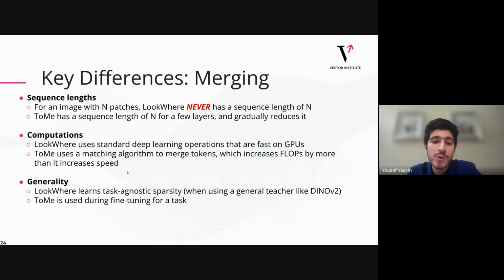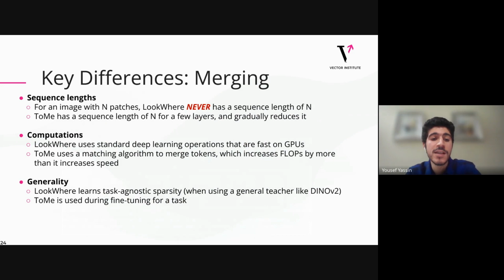The other thing is that LookWhere uses a standard deep learning architecture. So we just feed the subset of patches that are informative to the computation to the regular transformer architecture, which can occur very quickly on GPUs, whereas merging methods have to use that matching algorithm to perform the merging. And that matching algorithm is not necessarily very fast on GPUs. It increases flops. And so even though you're increasing efficiency in one area, you're increasing computation in another, and they tend to cancel out.